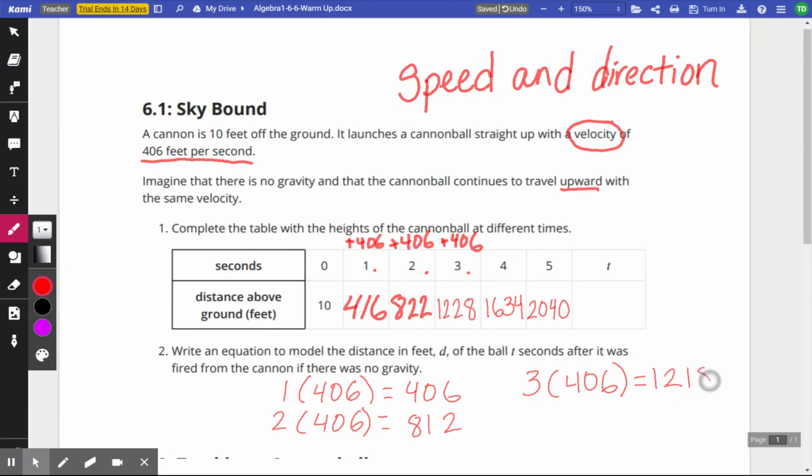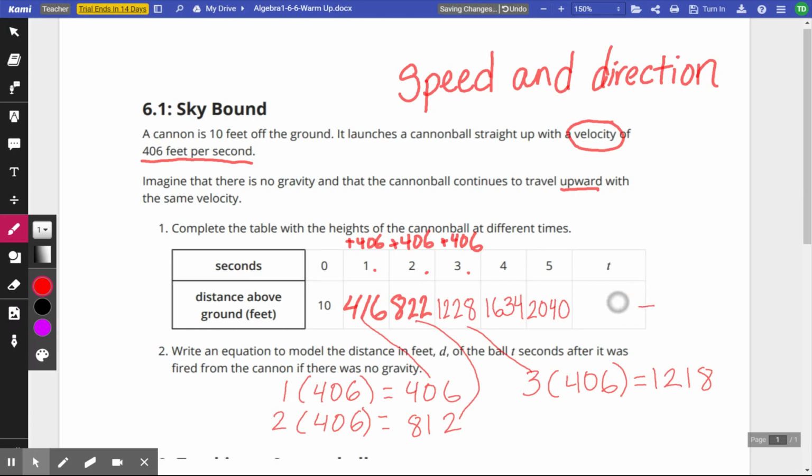So are we seeing something here? From here to here to here? I hope you're seeing that. 406 is 10 less than 416. 812 is 10 less than 822. 1,218 is 10 less than 1,228. So what I'm thinking is I still have to do something with 406, and it seems like it's being multiplied by whatever second I'm at. So whatever second T. But in order to actually get the correct answer, 416, 822, so on and so forth, I have to add 10 to that.